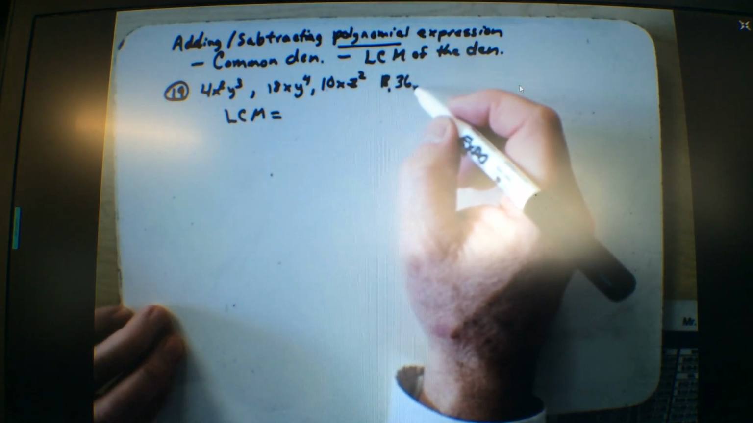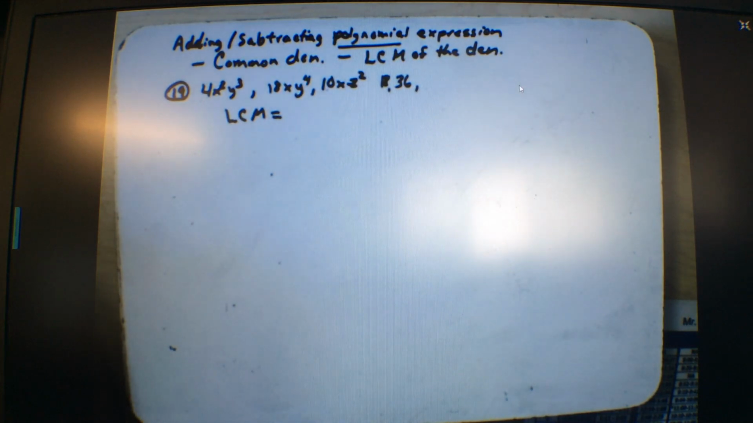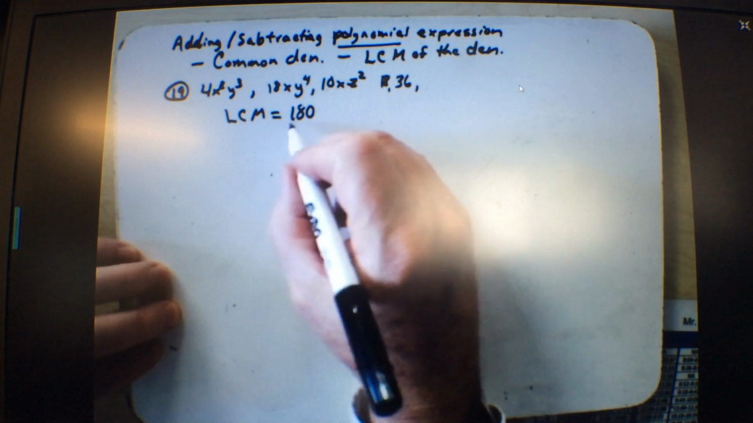Now 36, 10 does not go into it, does it? No. You have to do like 180. 18 times 10, you think? Is there one before that? What about 18 times 5? 90. Does 4 go into 90? No, 22 and a half times. Okay, so that's out. He's right, the next one is 180. 45 times 4 is 180. So that's the LCM.